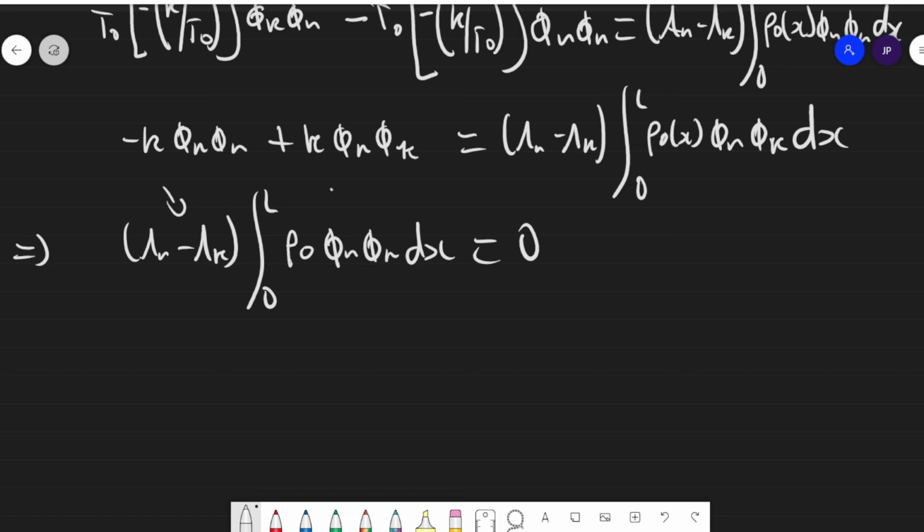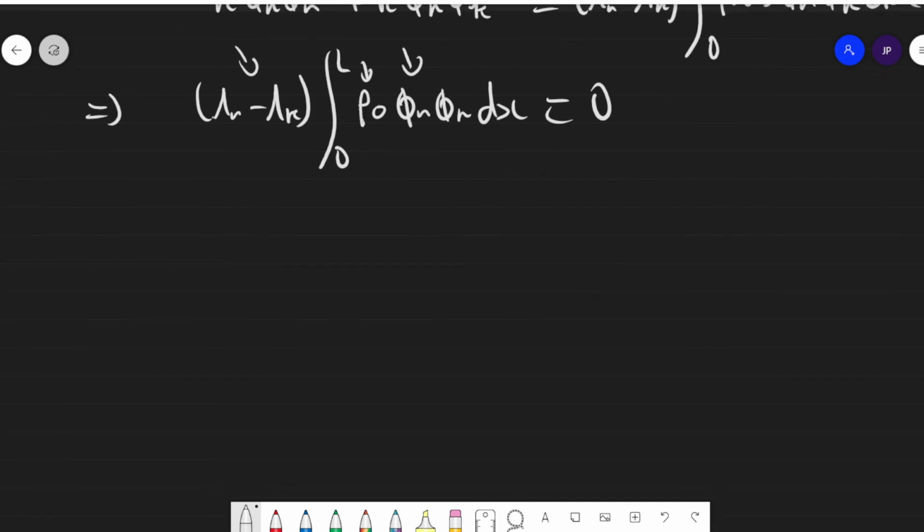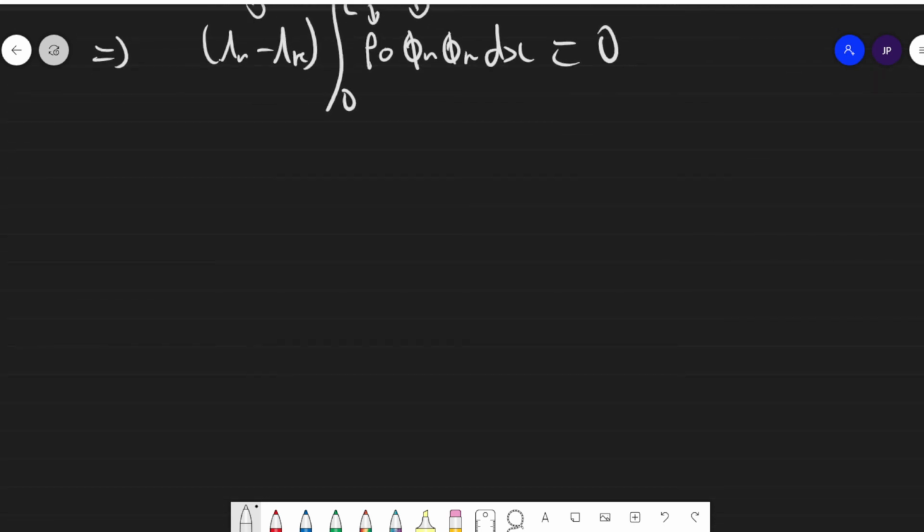So it means that this part must be 0, but that shows that if I multiply two different eigenfunctions and I take the integral with respect to my density, mass density, then I get 0. So that shows that my eigenfunctions are orthogonal with respect to the weight function, which is the mass density function. So I've now answered that question, and that will help me to actually solve my solution, or my coefficients rather.